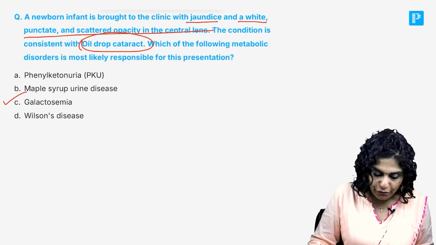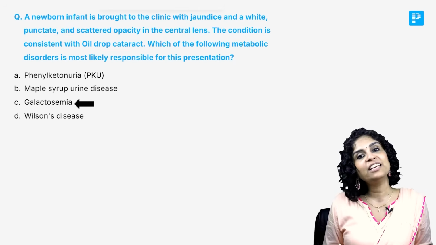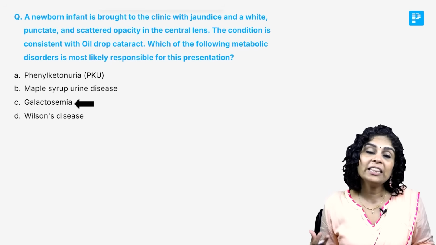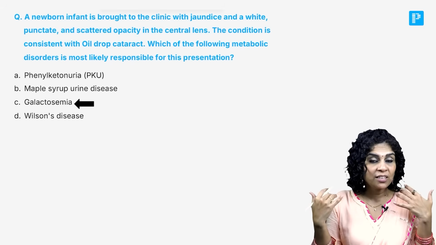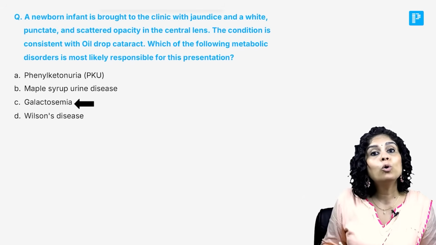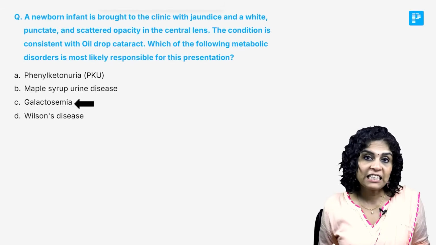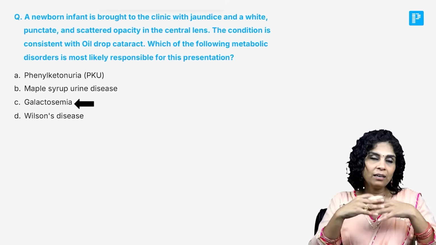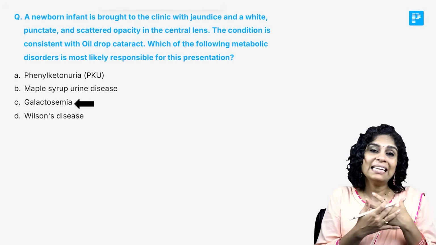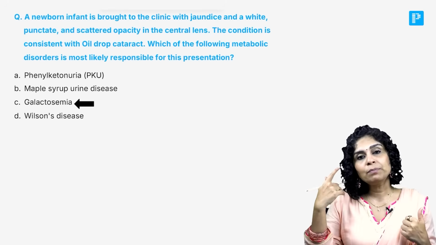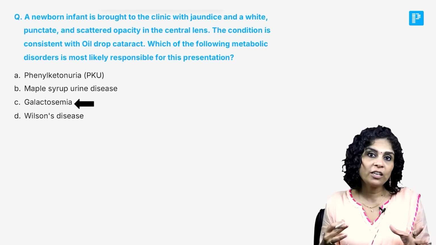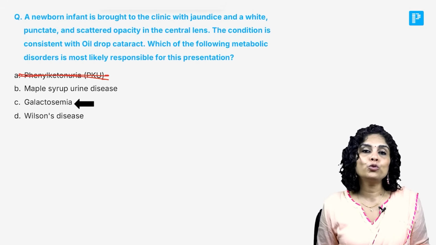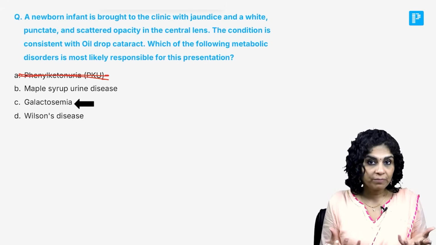Now, if you look at other choices, phenylketonuria, they don't present with cataract. What do you see in phenylketonuria? They present with hypopigmentation, mental retardation and mousy odor. They are less pigmented. They don't present with cataract. Maple syrup urine disease, you see burnt sugar odor of urine.